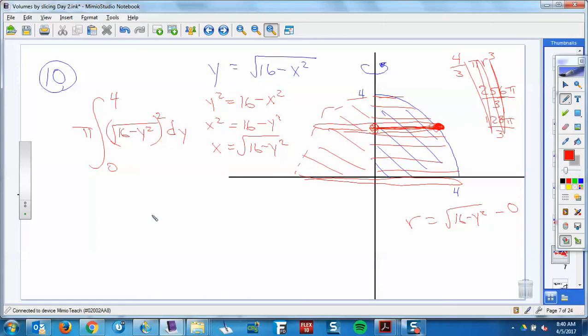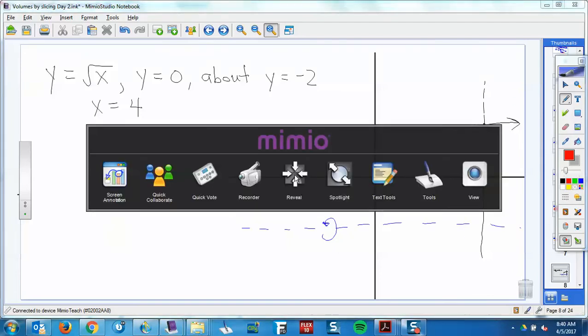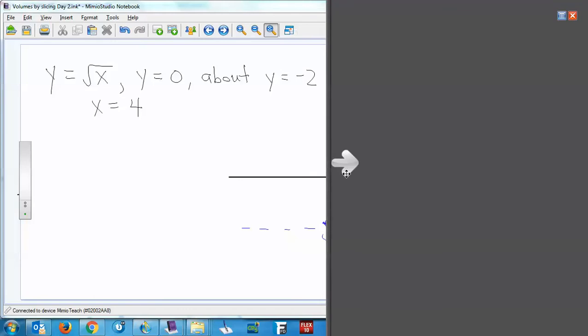Okay? All right. Well, it's time for us to do something a little different here. It's time for us to take this region right here. In your notes, or on your homework page, I don't care, I want you to draw that region. Find the volume of the region bounded by y equals square root of x, y equals 0, x equals 4, when that region is revolved about the line y equals -2.